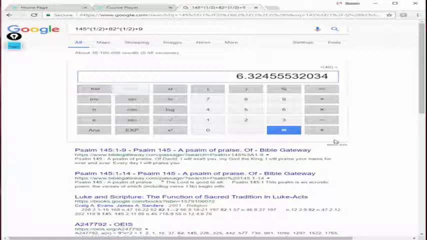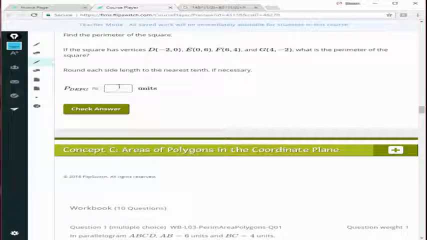Before I move from this page, I'm going to remember this is a square and it wants to know the perimeter of this square. So I'm going to take 6.32 and add it up 4 times, or you can multiply it by 4. So I'm going to multiply that by 4 because there's 4 sides, so this is going to be 25.29, so 25.3 when it is rounded correctly.